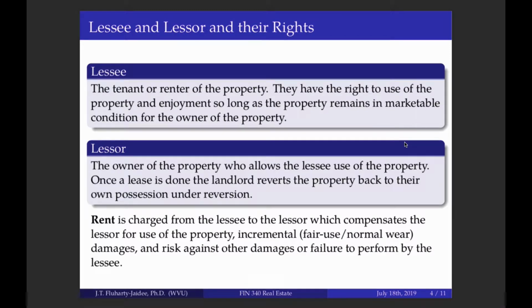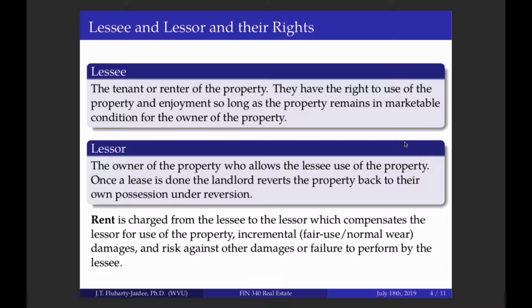So, who are the individual parties who are agreeing to lease agreements? There's the lessee, who's the tenant or the renter of the property. They have the right to use that property and enjoy it. And this right is conveyed to them by the lessor. And conveyed is the word to mean that there's a transfer of rights.